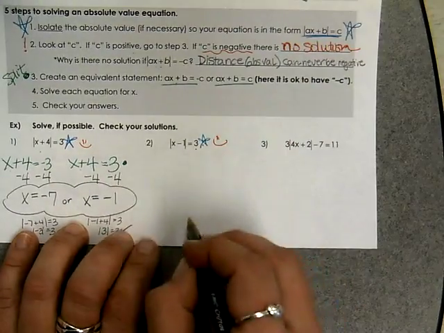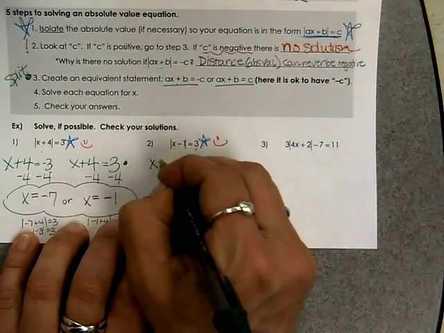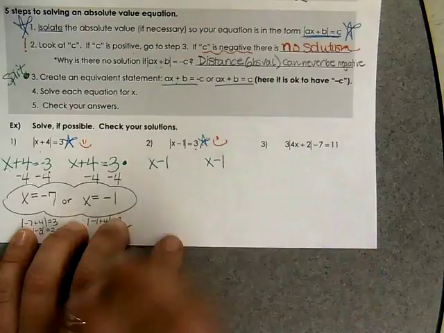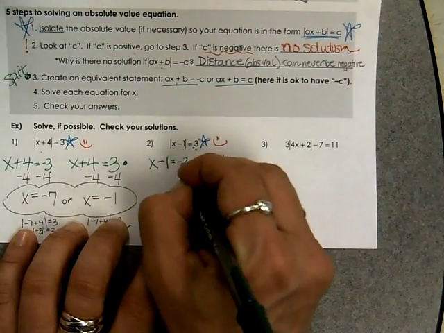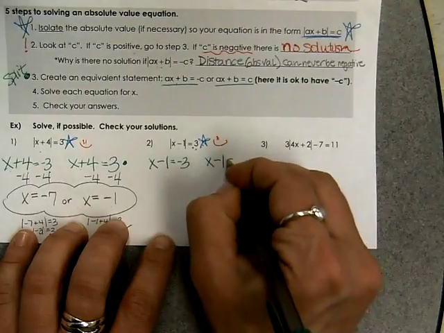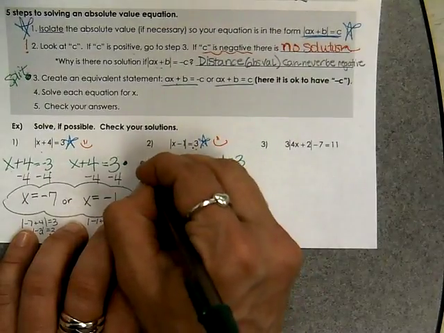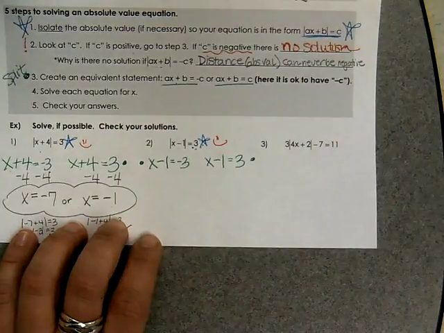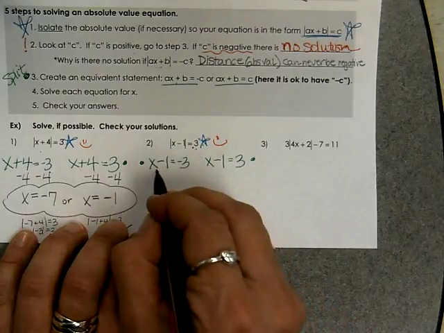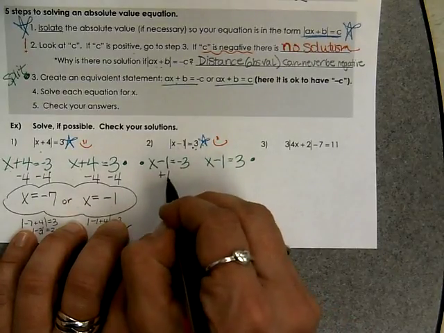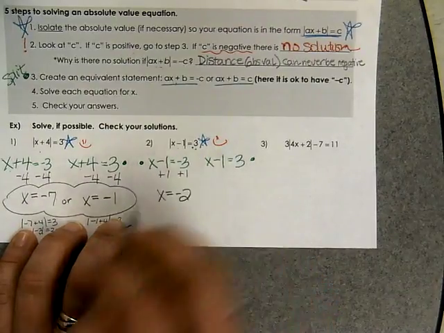So now we're going to split it into two equations. We'll use x minus 1 in both equations. x minus 1 will be equal to a negative 3, and x minus 1 will be equal to a positive 3. And now we can see we've split it into those two equations. Step 4, solve. Well, here we just have to add 1 to both sides, and I get that x is negative 2.